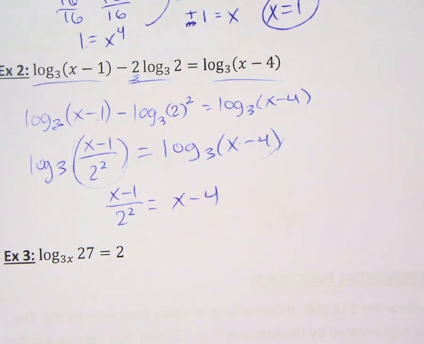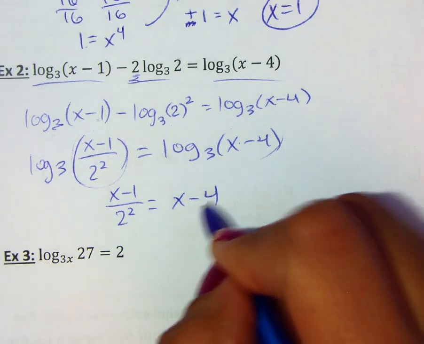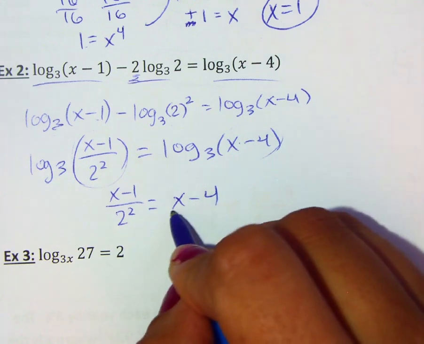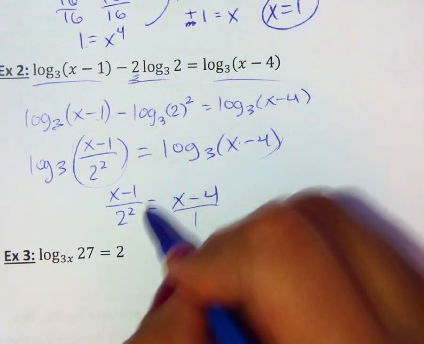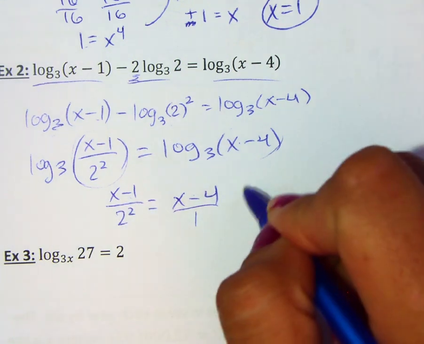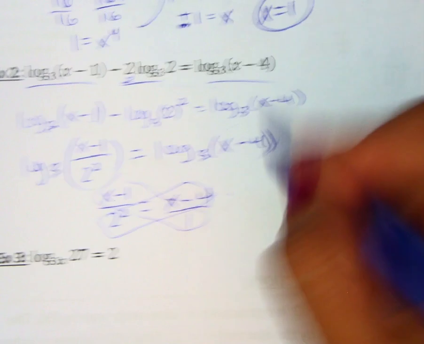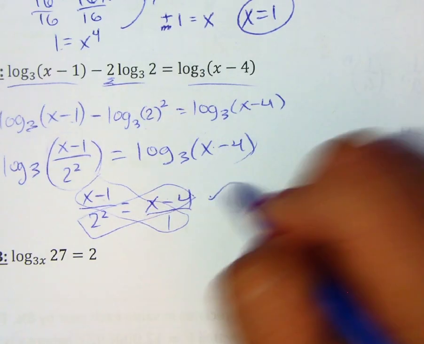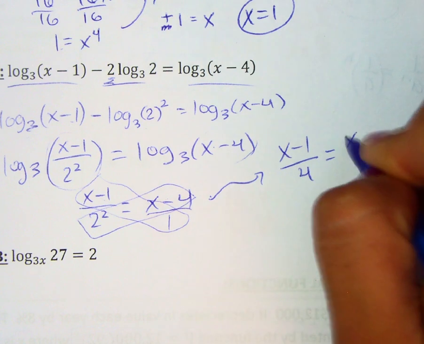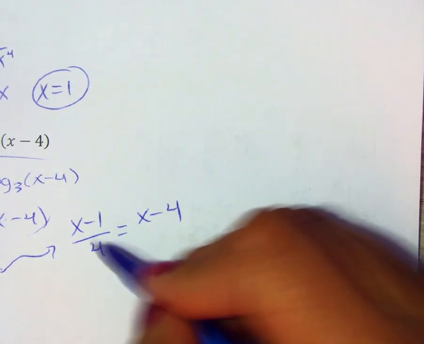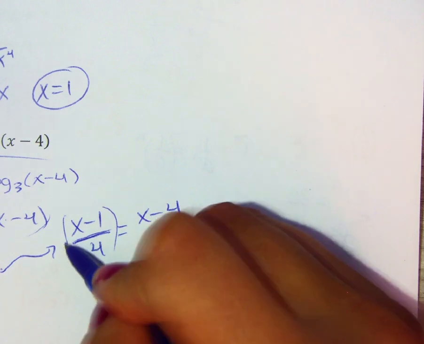And then we just solve for x. Here, we can either do this over 1 and then solve by cross multiplying, or we could just simplify as we go. So if we cross multiply to solve two equations, we can also just rewrite this as x minus 1 divided by 4 equals x minus 4. And then to solve this, we cancel the division of 4 by multiplying times 4.